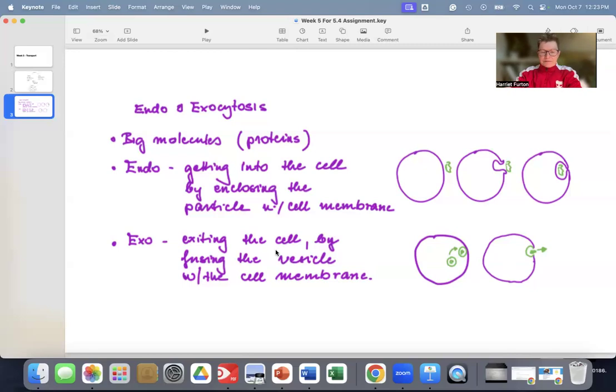That's okay. The exocytosis, basically exiting the cell by fusing the vesicle. The protein is enclosed in the vesicle by the Golgi apparatus. Think about the endoplasmic reticulum. The rough ER is making it, modifying it. The Golgi apparatus is going to package it. So the protein is going to be shipped to the cell membrane, where the two membranes, the Golgi's vesicle membrane, fuse with the cell membrane and let the protein or the big molecule leave the cell.